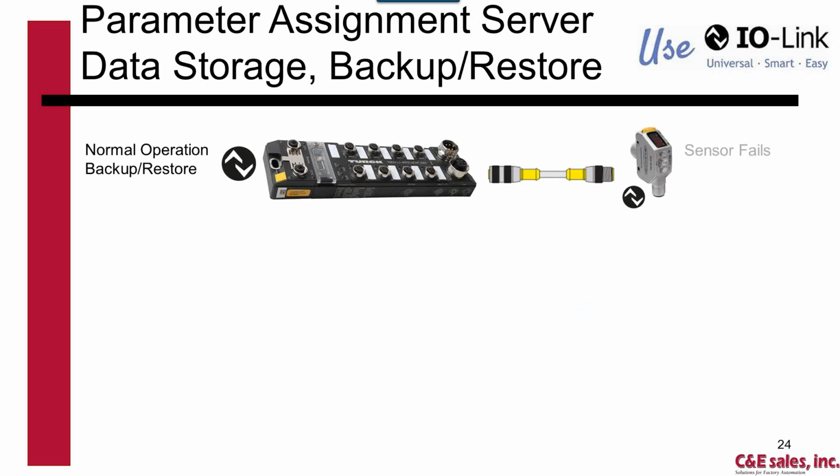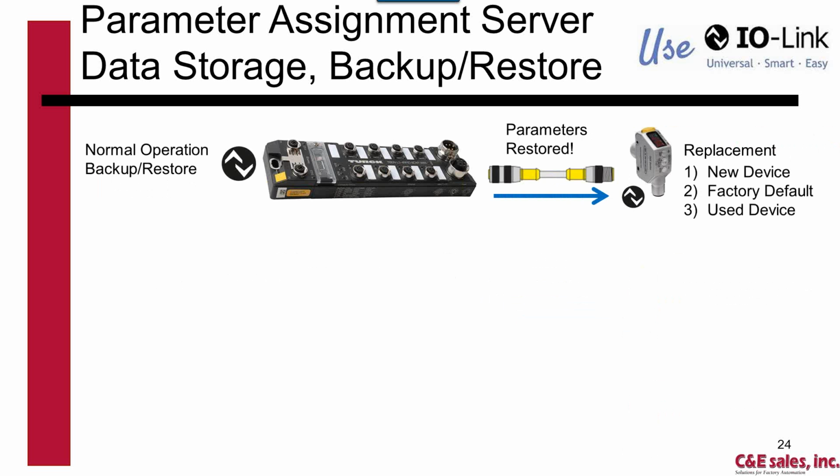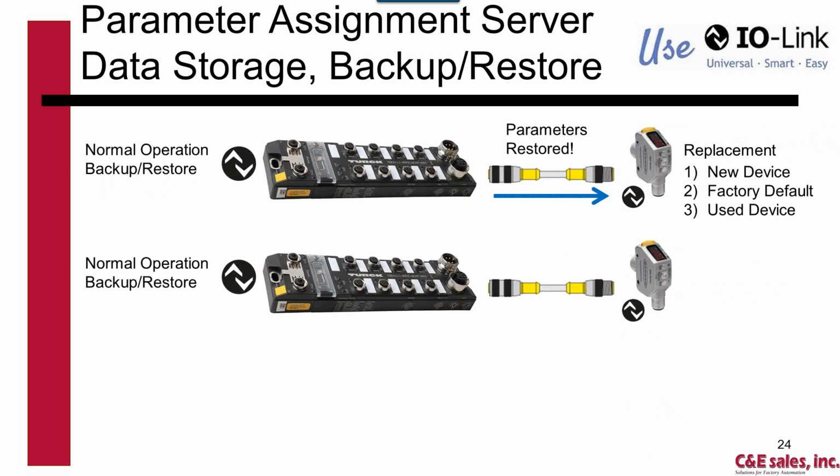Now, if the IO-Link device were to fail, simply replace the failed device with a new device. The master will detect the replacement device and will write or restore parameters to the replacement device. This will occur for a new device, a device that has been set to factory default, or a device that had been in use previously. The only exception is in the event the device is powered up separately from the master and at least one parameter on the device is changed during this time.